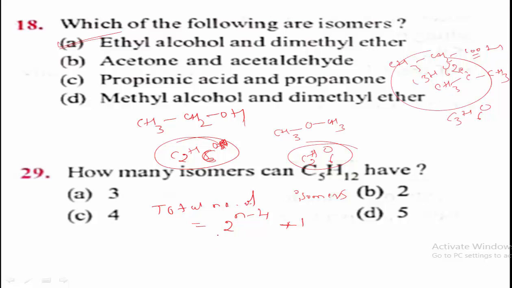Okay, now apply this to C5H12. Here the number of carbon atoms is 5. Is it right? Yes, 2 to the power of 5 minus 4 plus 1. 5 minus 4 means 1. 2 to the power 1 means 2. Therefore 2 plus 1, is it right? Total equal to 3. Therefore the correct answer for this question is option A. 3 is the right answer.